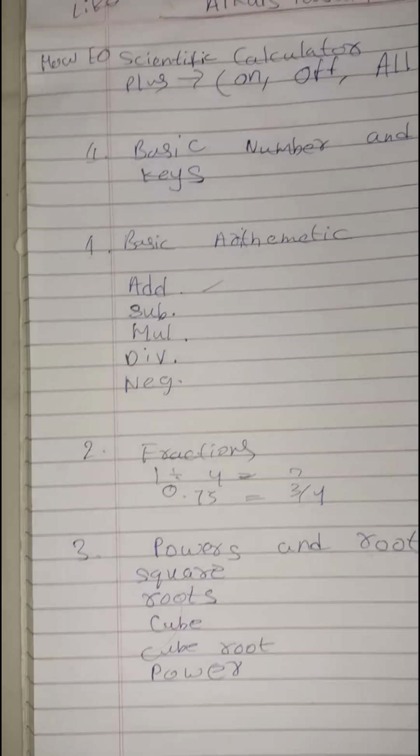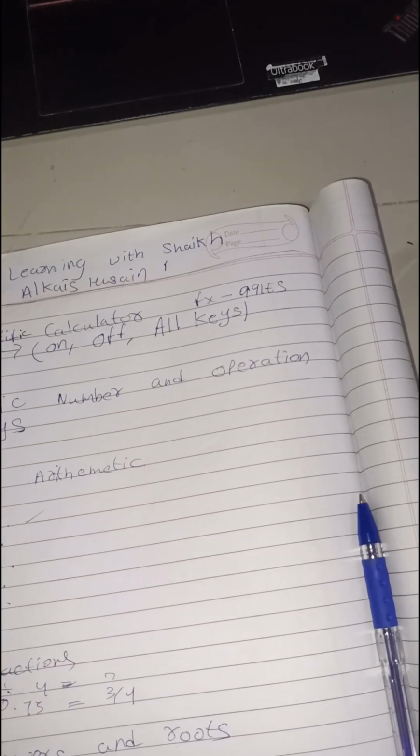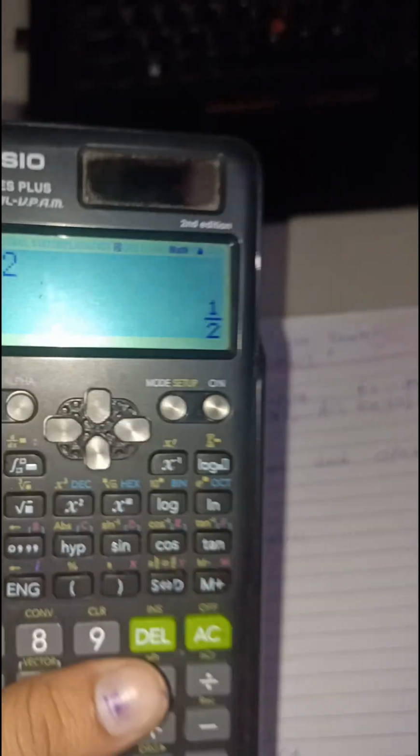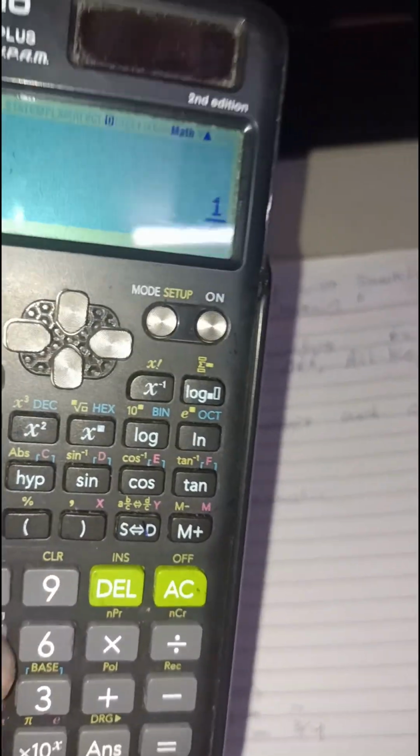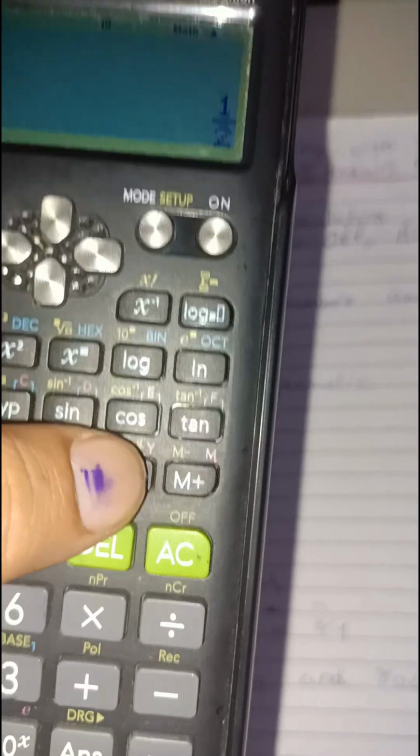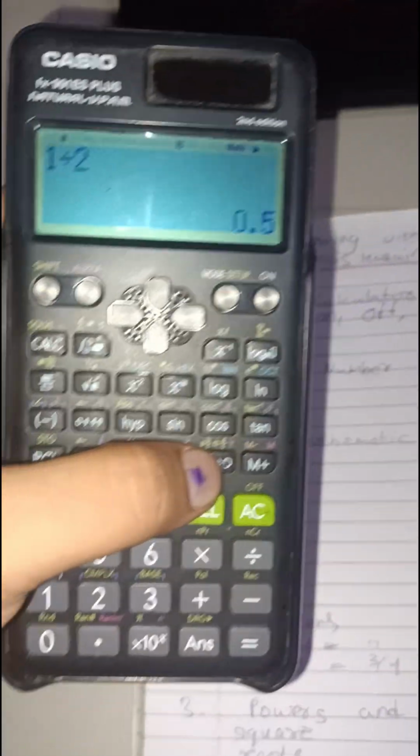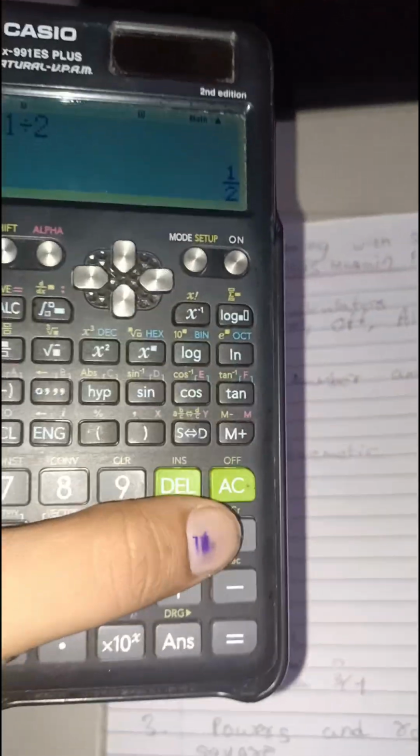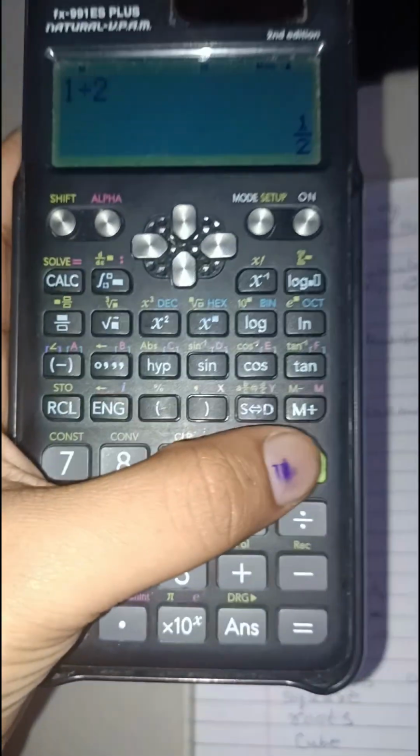And today's second topic is fractions. In division, if you divide 1 by 2, we get 0.5, but the scientific calculator shows 1 by 2. If you want to see the decimal value of 1 by 2, then click on this button, S to D, and it shows 0.5. If you want 0.5 in fraction, click it again, then it shows the fraction value, 1 by 2. Okay, AC is the cancel button.